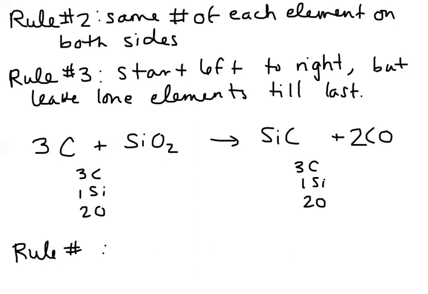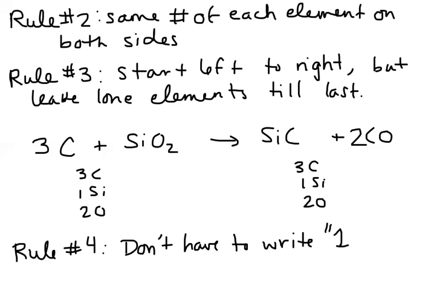Let me get a better 4. You don't have to write the 1 coefficient. So notice that here I had one SiO2 and I left it blank, okay? You don't have to put a 1 here. You can, that is fine, but you don't have to. Do not, however, put a 0 here. That is wrong. Either leave it blank or put a 1.